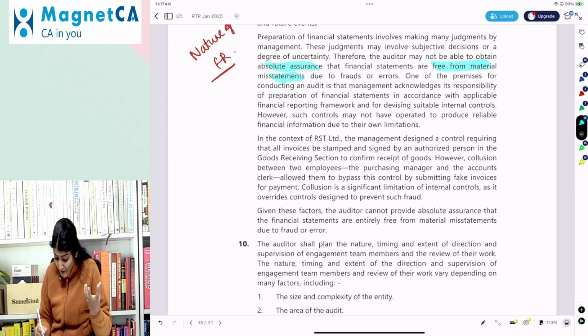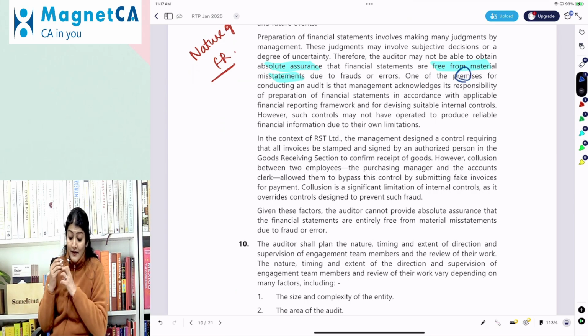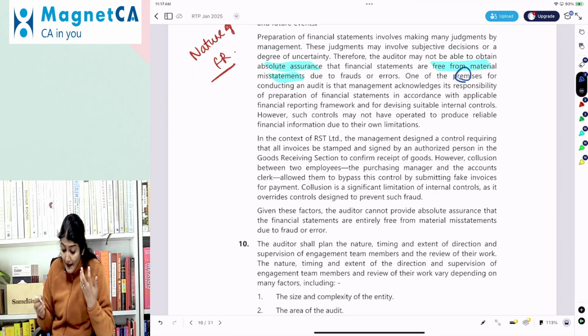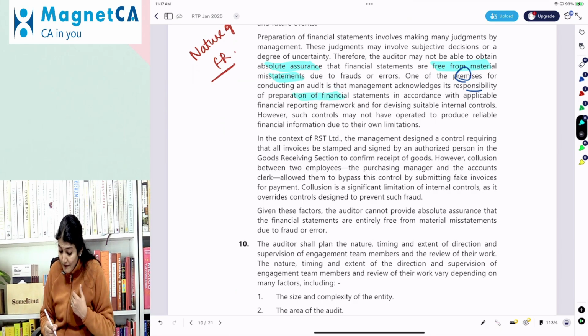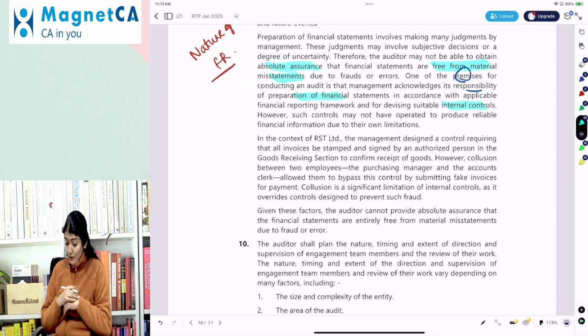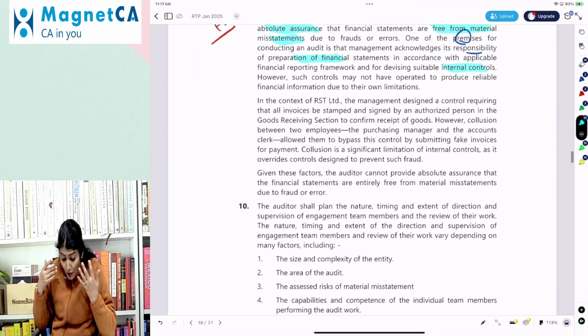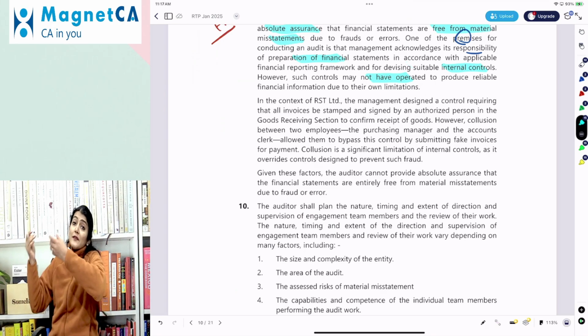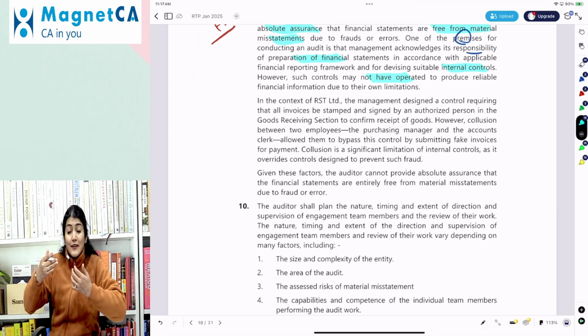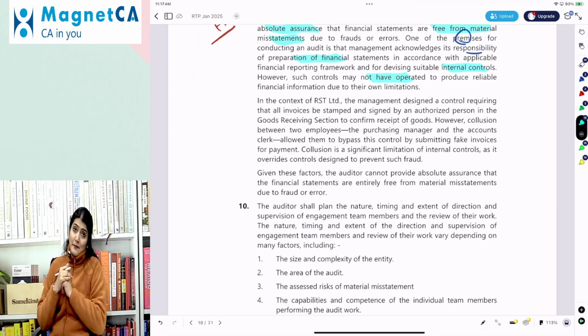One of the premises for conducting an audit, that is precondition, is that management acknowledges its responsibility for preparation of financial statements as per AFRF and for devising the suitable internal control. However, such controls may not have operated to produce reliable financial information due to its own limitations. So, internal controls also have inherent limitation.